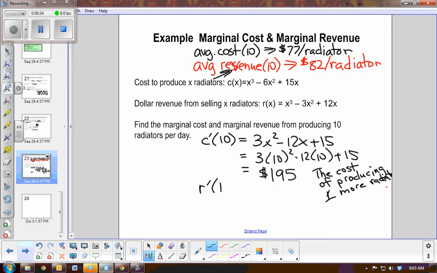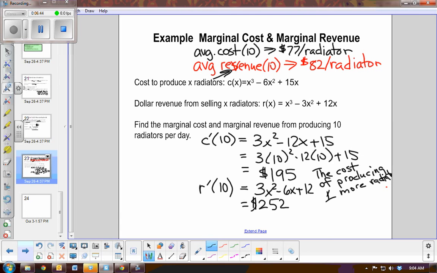Well, now let's see if it makes sense for revenue. So let's find the marginal revenue. Using the revenue function, we have 3x squared minus 6x plus 12. And then if we substitute the value 10 in, we end up with $252. So that is the revenue from making one more radiator a day. Now we also noticed before we were making $82 per radiator, and all of a sudden now we're making $252. So what's the difference between the cost and the revenue? That would be my profit. And is it worthwhile for, what, $60 approximately to make one more radiator?